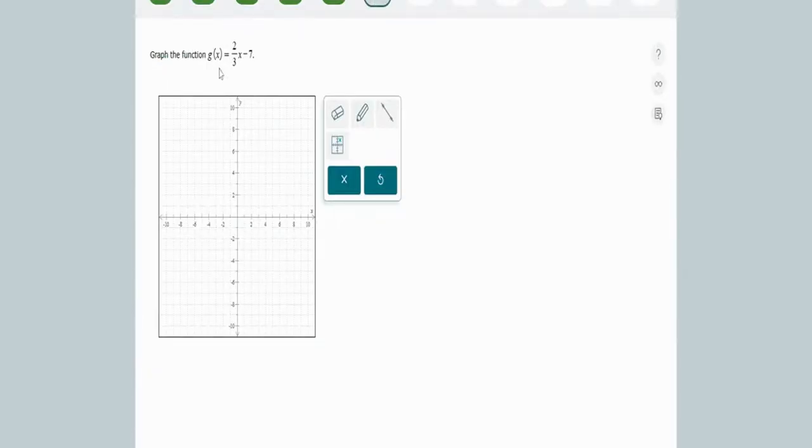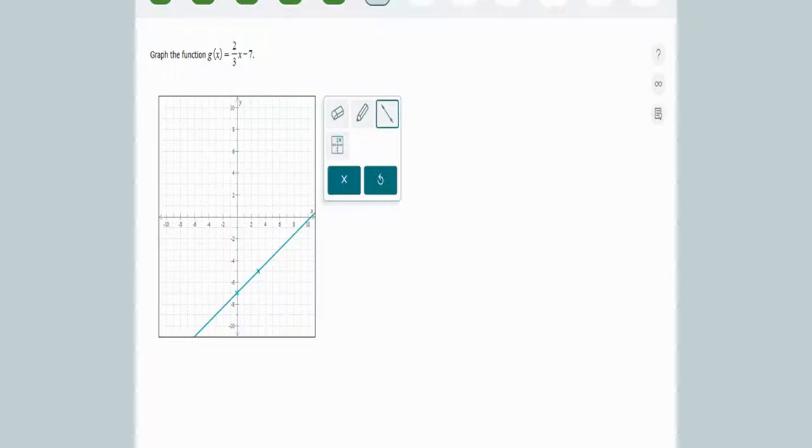Number 6. Here's a function in slope-intercept form. We're going to go ahead and graph it. Our beginning value would be that -7. So we go down and click on -7, and our slope is to go up 2/3. And there, that should be the correct position of that graph.